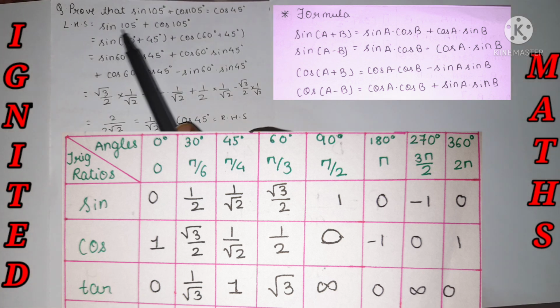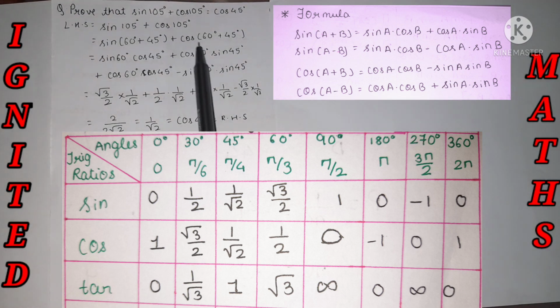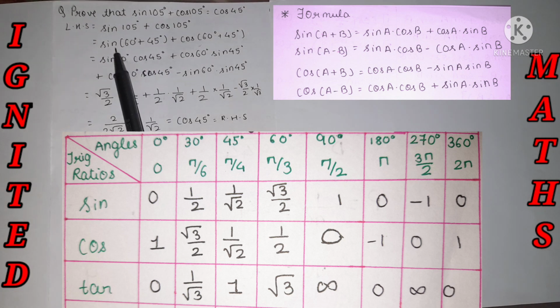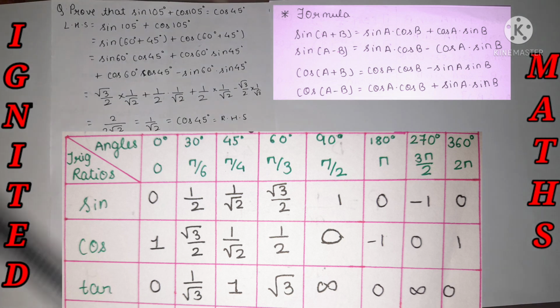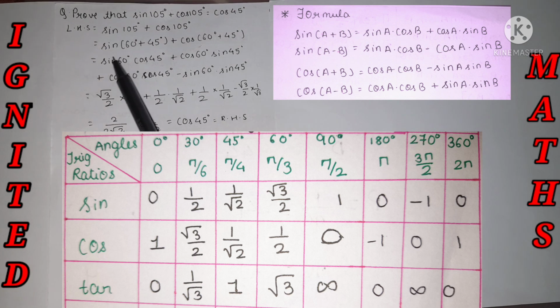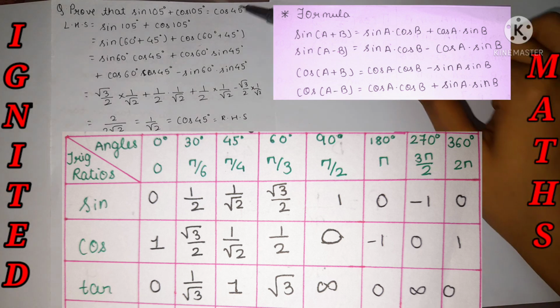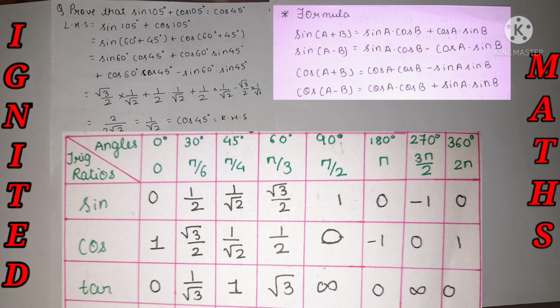So sine 105 degree is nothing but sine of 60 plus 45 degree, and over here also cos of 60 degree plus 45 degree, and we can use the formula of sine a plus b and cos a plus b. I have done it, and we know the values of sine 60 degree, sine 45 degree, and cos 60 degree. I have just applied it and I got the answer as 1 by root 2. 1 by root 2 is nothing but my cos 45 degree. So this is nothing but the RHS value.